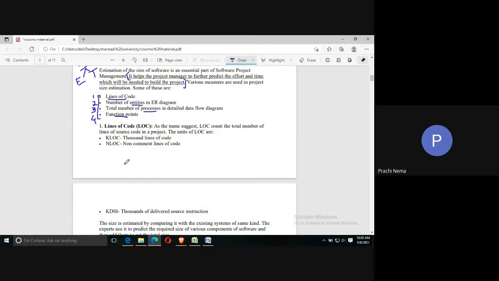Okay. Now see, the first technique is lines of code. Lines of code is also abbreviated as LOC. So LOC stands for lines of code. Now, as the name is suggesting, what this technique will do, it will count the number of lines of code in a software. Now, a question must come in your mind that we have not started coding yet. Then how can we count the lines of code?